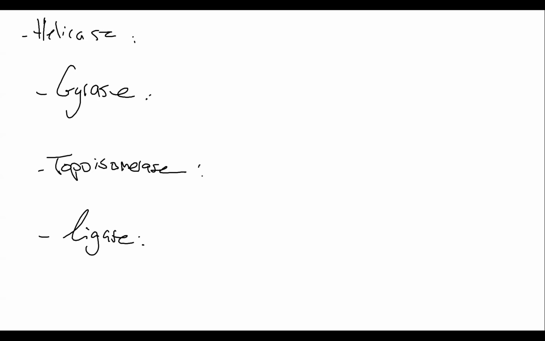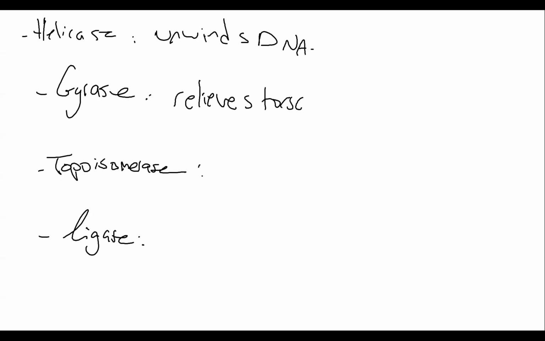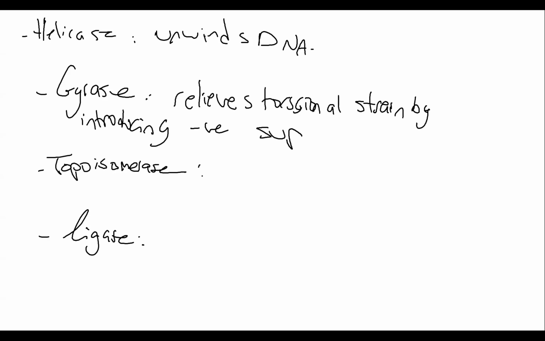Helicase unwinds DNA. It separates the double-stranded DNA and makes them single-stranded. Gyrase relieves torsional strain by introducing negative supercoils, and it's specific to bacteria.